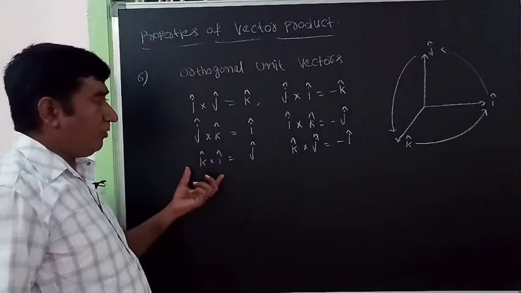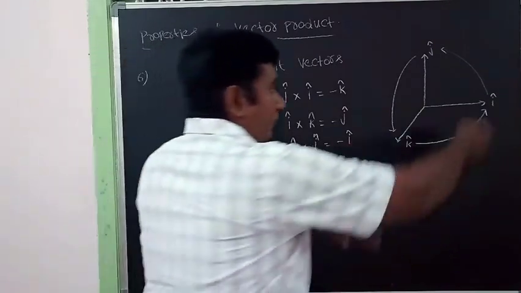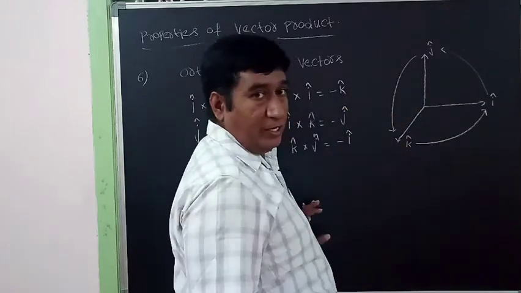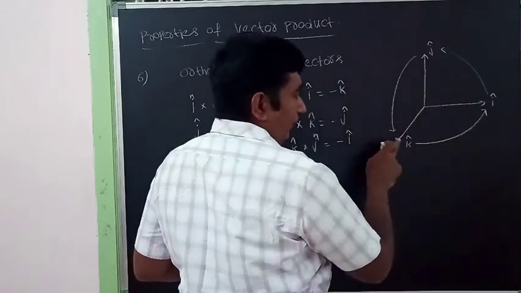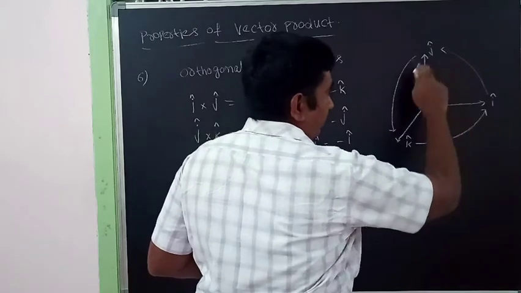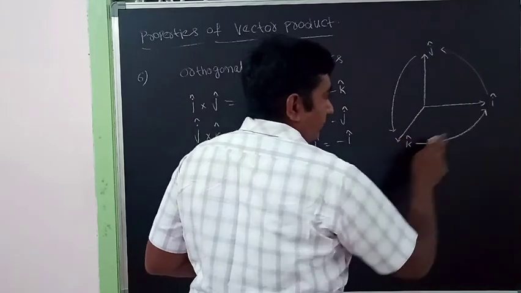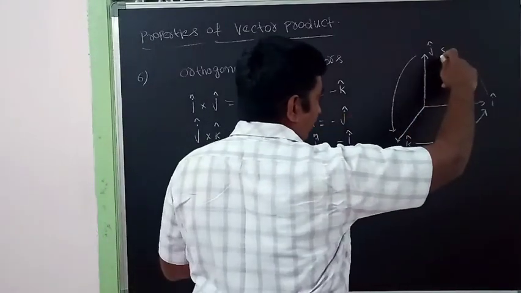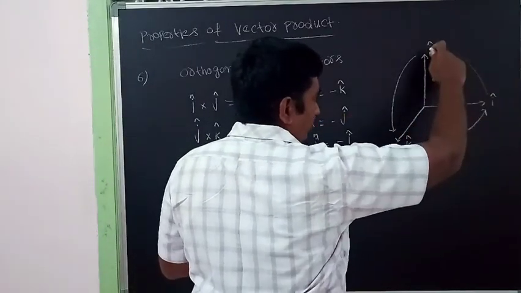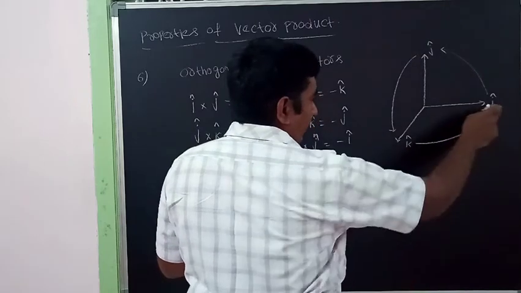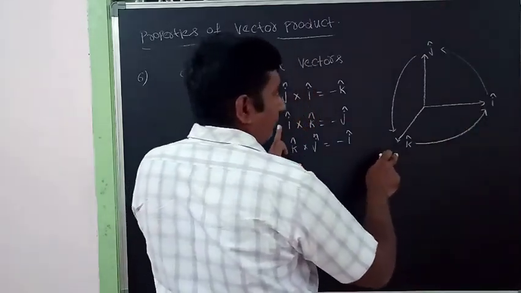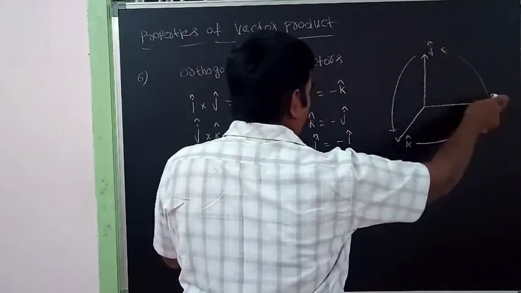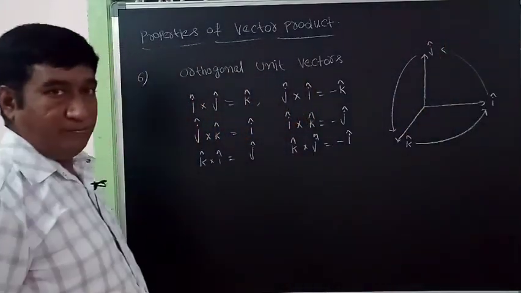So this is very important, please try to understand. In the anti-clockwise direction we take it as positive, in the clockwise direction we take it as negative. i cross j is k, j cross k is i, k cross i is j. In reverse, j cross i is minus k, i cross k is minus j, and k cross j is minus i cap.